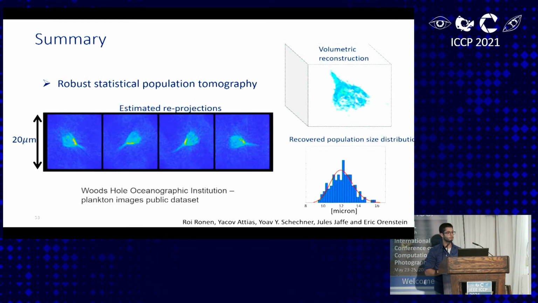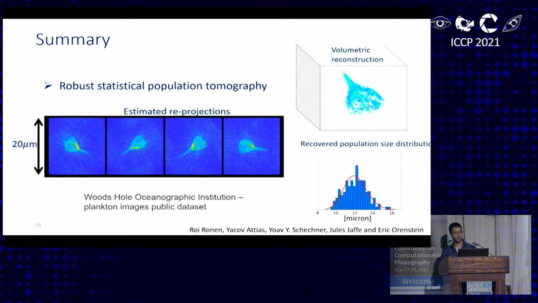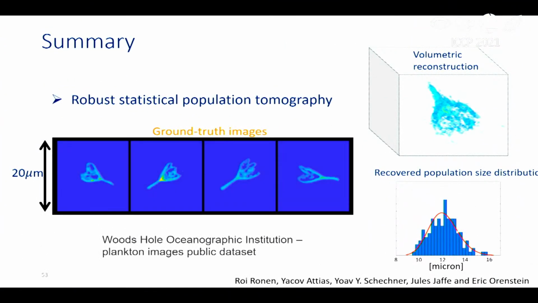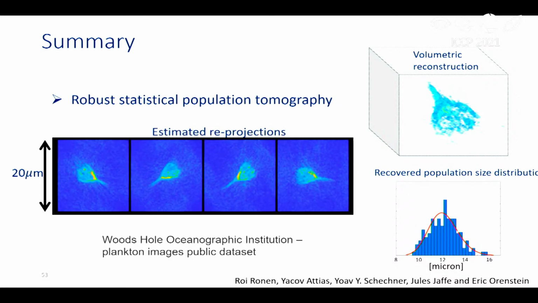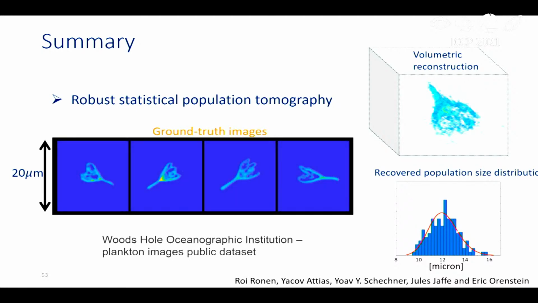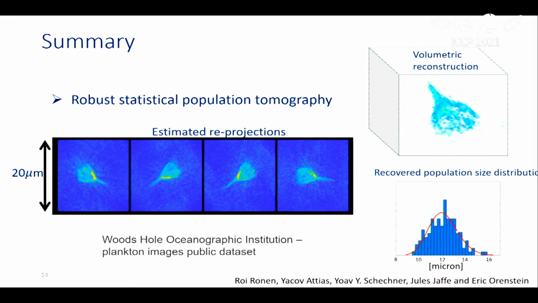To conclude, we achieve 3D tomography using a random ensemble of images. We recover an average volumetric density of the plankton and its population size distribution. Here, we demonstrate our method on another plankton example from a public dataset.